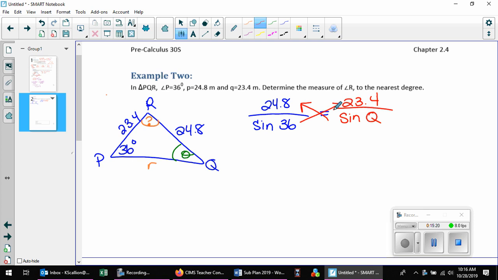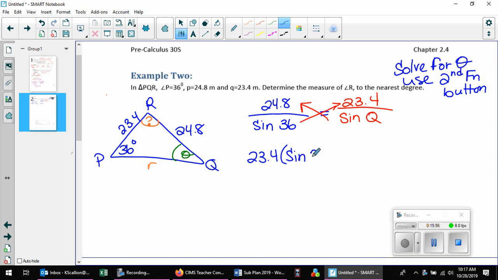Okay, we are solving for an angle this time. So if we're solving for an angle, my units will be in degrees, and I know I'm going to have to use the second function button on my calculator. Okay, so you guys, grade 10, you should remember that, right? Anytime we're solving for an angle, we're going to use that second function button. So I got 23.4 times sine of 36.